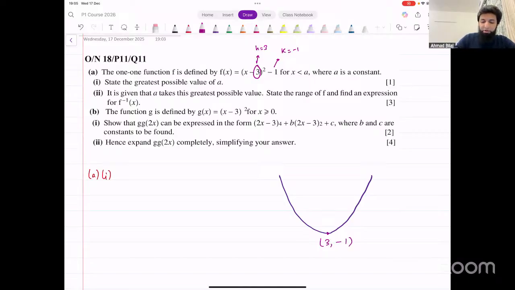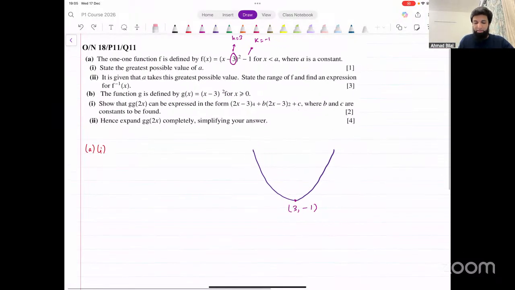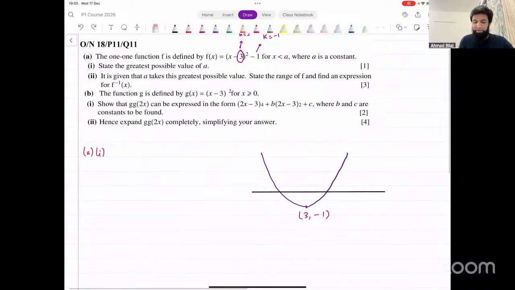The domain that we're given for the question is x less than a. What that means is on the x-axis, so let's suppose we've got the x-axis somewhere here. This is the x-axis. On the x-axis, we have this point as x equal to 3. There's some point a such that if you only consider the left side of that, the function would be one-to-one. Okay, there's some point A on the x-axis, such that if you consider the left side of the graph from that point, it will be a one-to-one function.